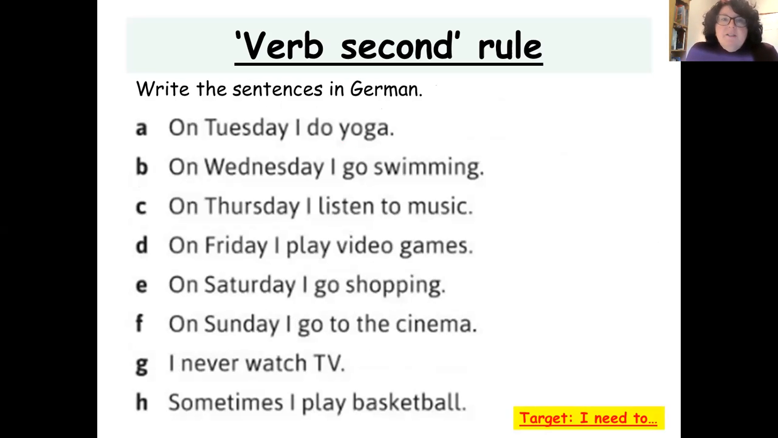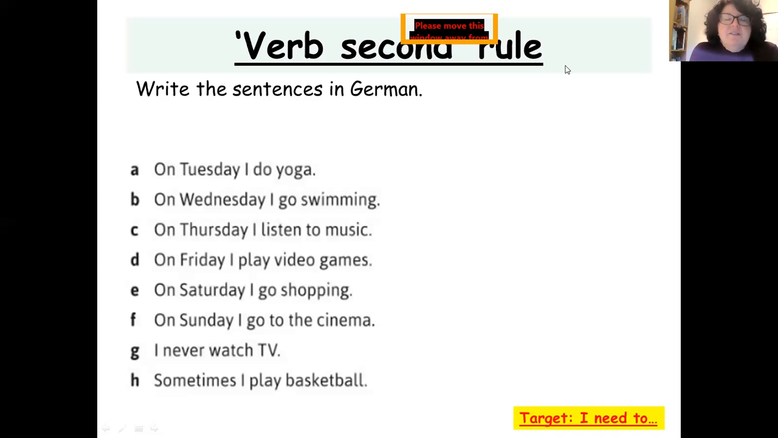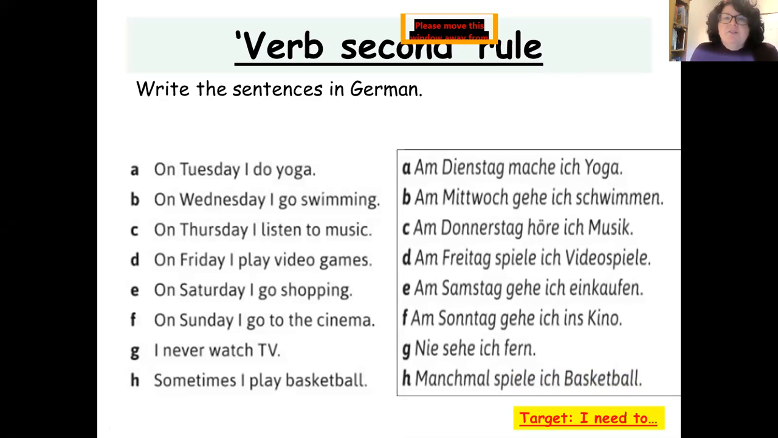Now, bitte, verb second rule, you've got some sentences that I want you to translate into German. Bitte, kannst du das machen? You can pause the video while you're doing this task. Okay, wir werden das jetzt beantworten. Let's look at some answers for that.